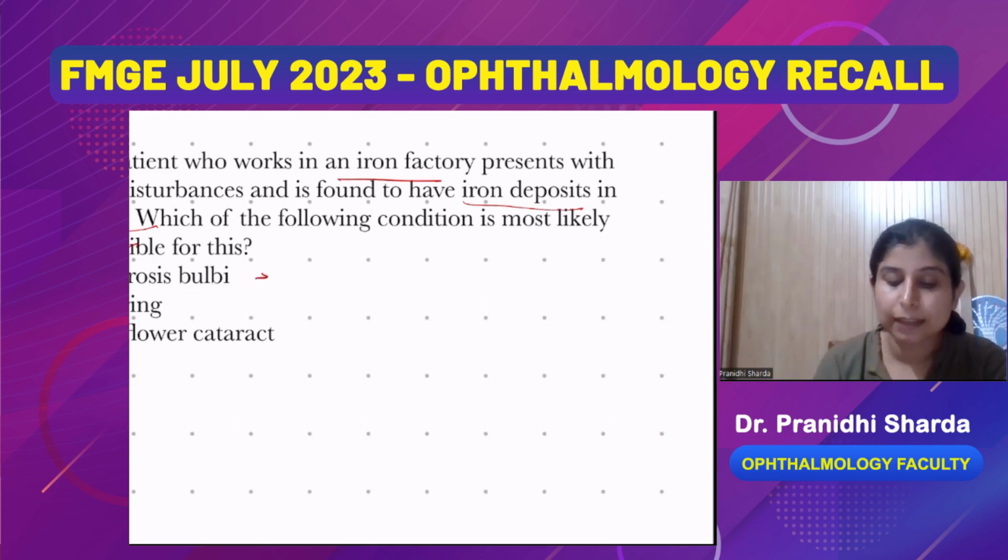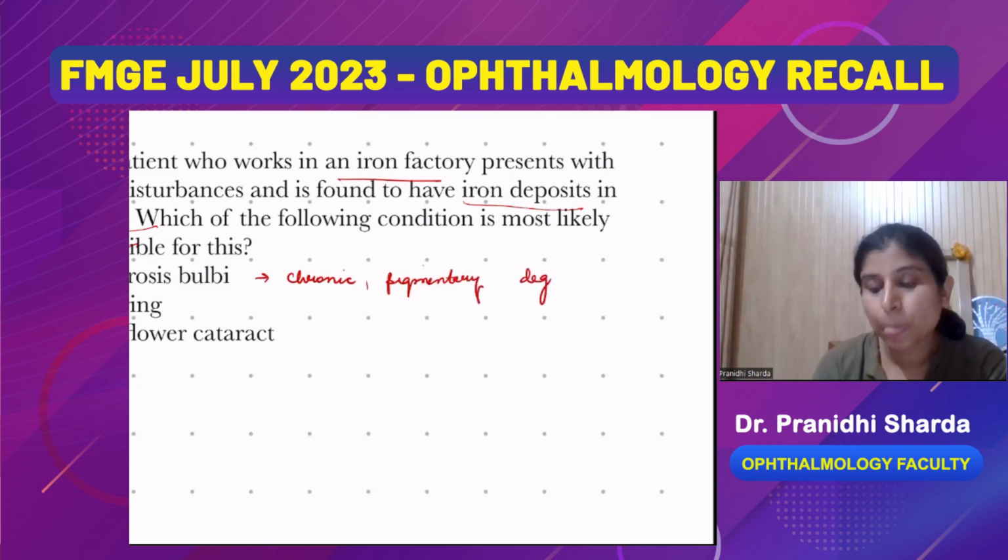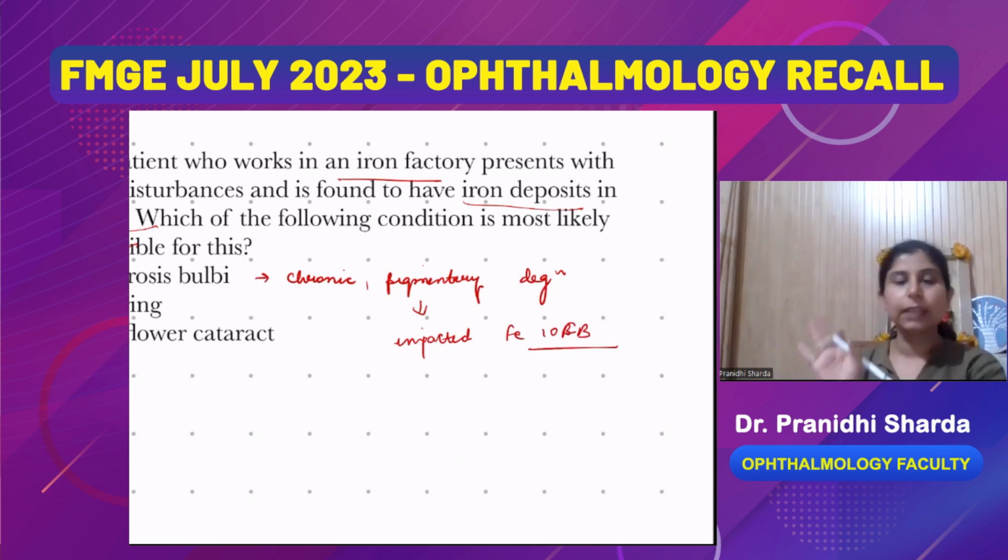Siderosis bulbi is nothing but a chronic pigmentary degenerative disease. It is a chronic pigmentary degeneration that occurs whenever there is an impacted iron intraocular foreign body. This is the normal definition we learn about siderosis bulbi. Now, siderosis bulbi affects different parts of the eye.